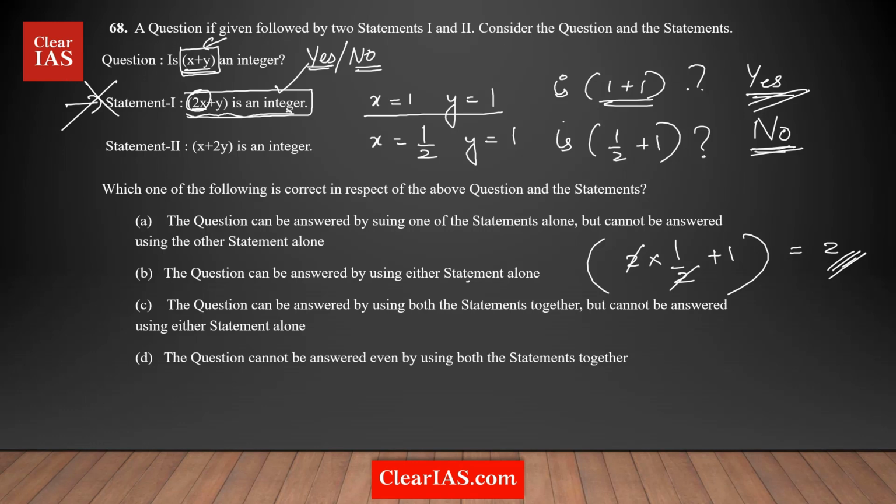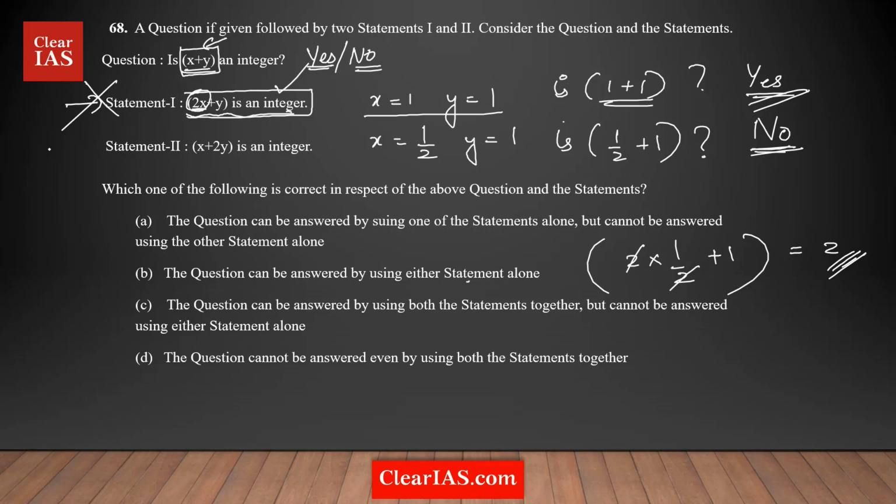In one case you got a yes, in the other you got a no. You are not getting a definite answer. A definite answer means in all cases you should get a yes, or in all cases you should get a no. Either one should be there, the same in all cases. For that reason, statement 1 is not sufficient to answer the question.